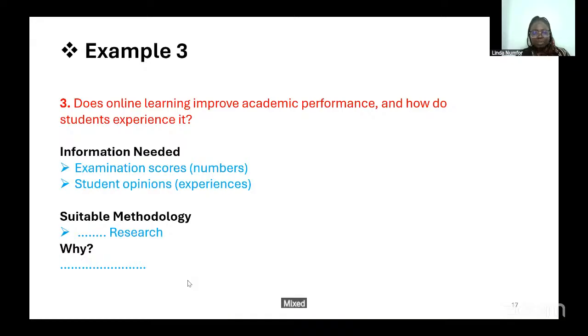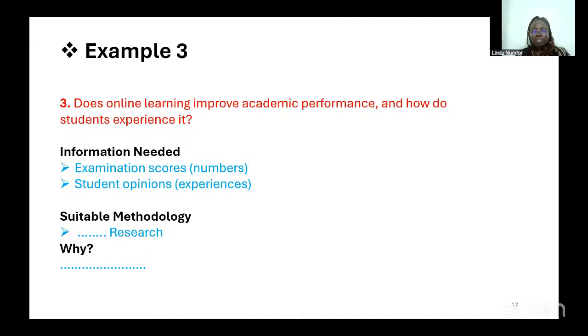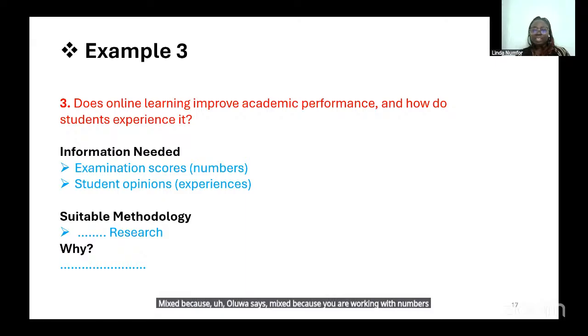Mixed, mixed, good. Suba says mixed, Christy mixed, Muzabel mixed. Excellent. So why do you think it will be mixed? I'm glad you guys are following. We are on the same page. Okay, Chrissy said because it requires both qualitative and quantitative. Good. Olua says mixed because you are working with numbers and also their experience. Excellent. Okay, we are on the same page.